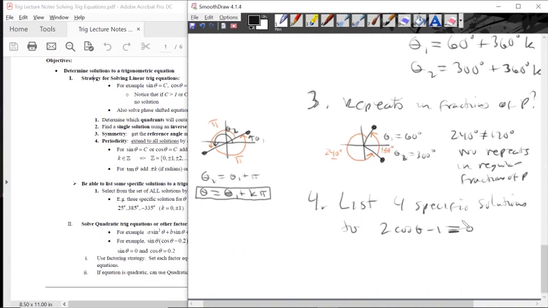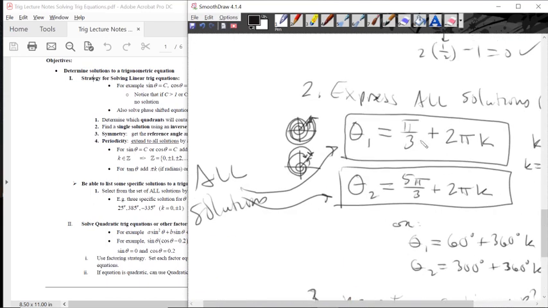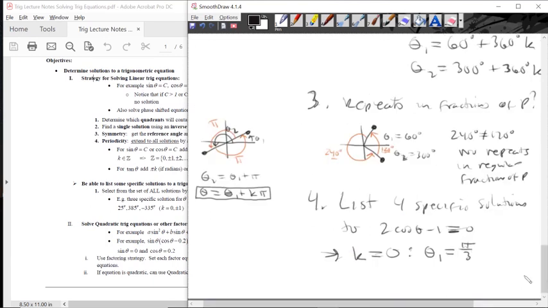All right, but now let's list 4 specific solutions. How do we do that? Choose specific values of k. I would like to choose k is equal to 0. If k is equal to 0, then theta 1 is going to equal just pi over 3, because pi over 3 plus 2 pi times 0 would just be pi over 3. And theta 2, if k is equal to 0, would just be 5 pi over 3. Okay, so those would be 2 specific solutions.